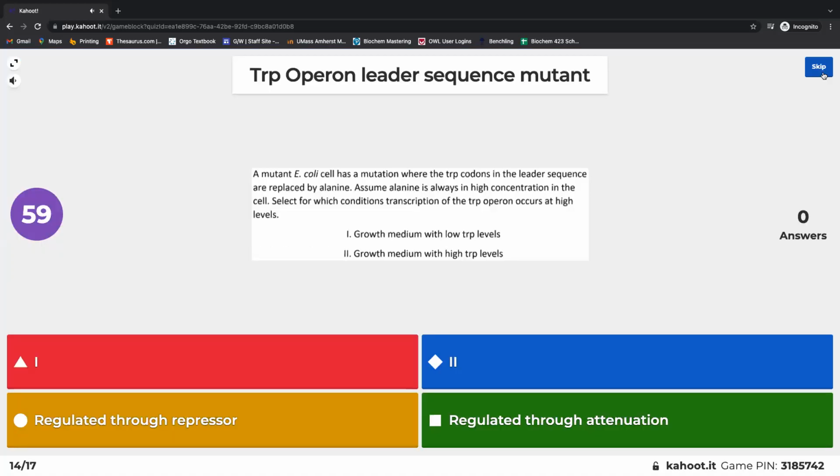So it's going to be a very similar question, but the mutation is different.